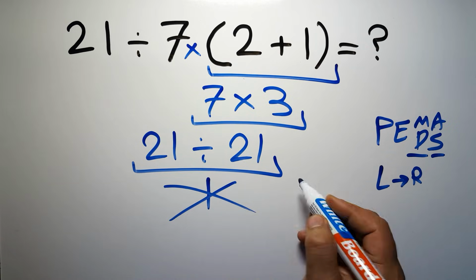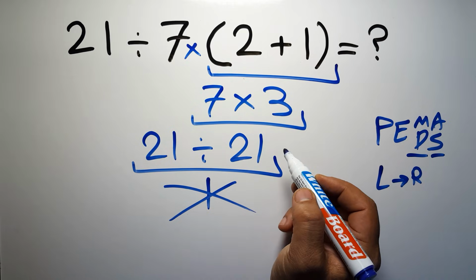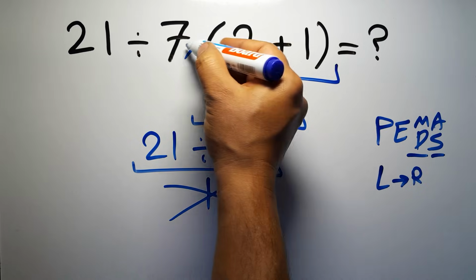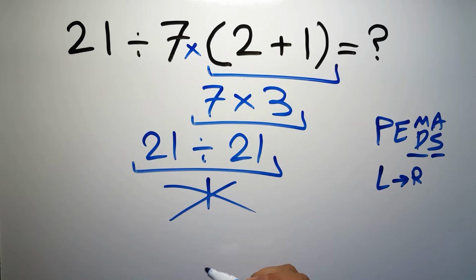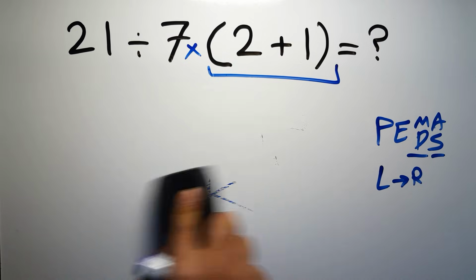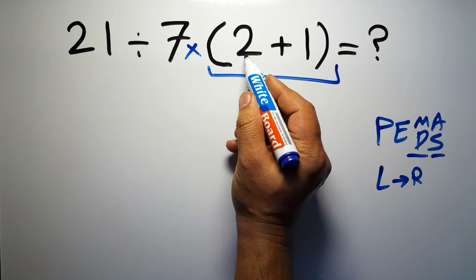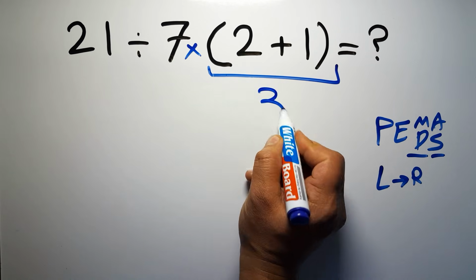Okay, so according to the PEMDAS, first we have to do this parenthesis, then this division, and finally this multiplication. If we do this multiplication before this division, it is wrong. So first we have to do this parenthesis. Inside this parenthesis, we have 2 plus 1, which equals 3.